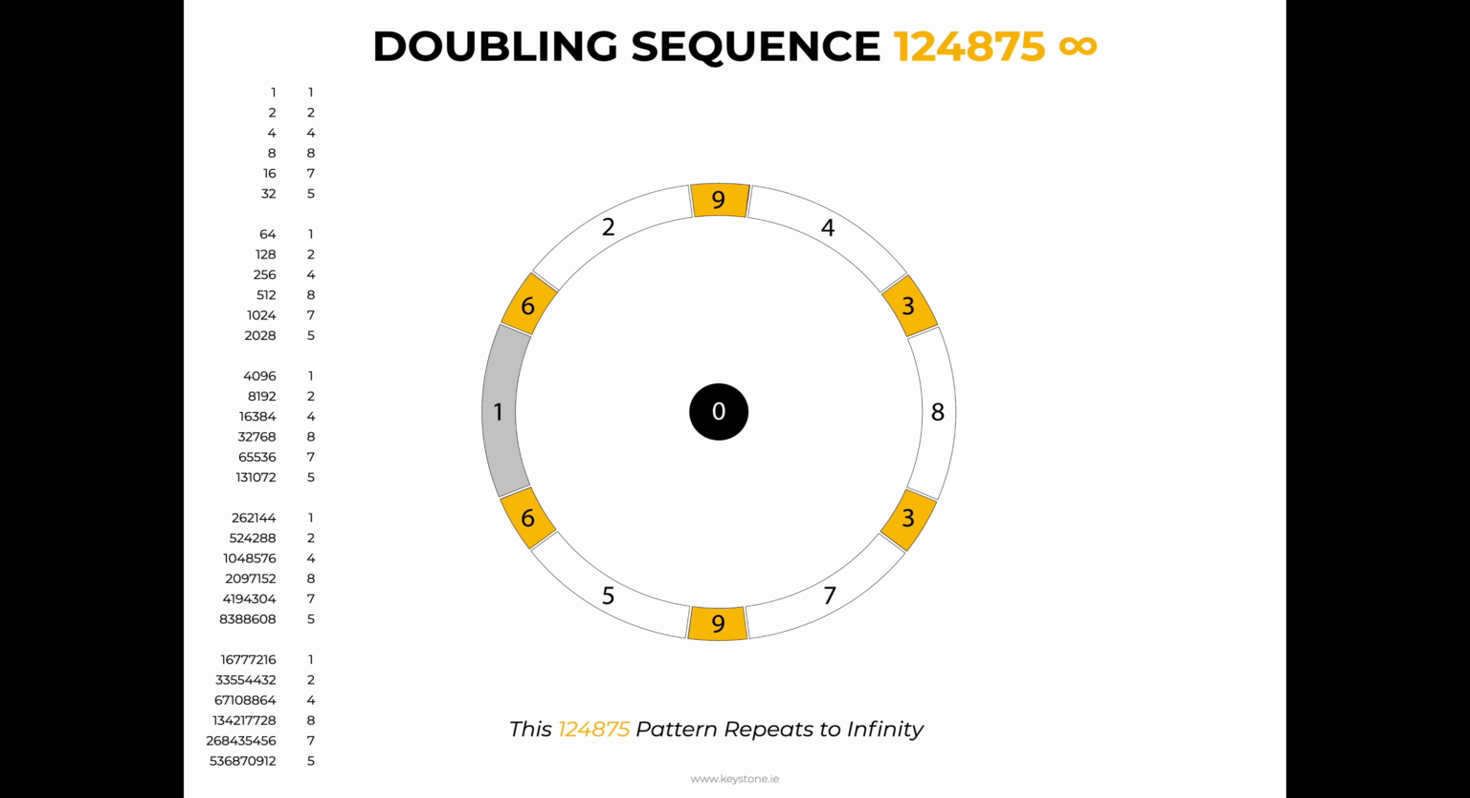Our doubling sequence, it spins all the way to infinity. 1, 2, 4, 8, 7, 5. And that forms a hexagon. And the hexagon is one of the most fundamental shapes in all of nature.